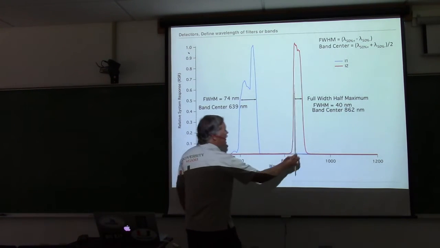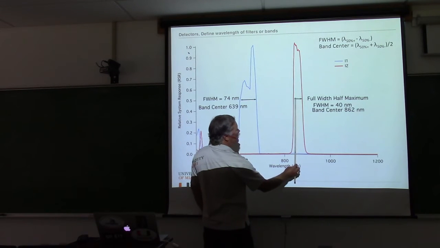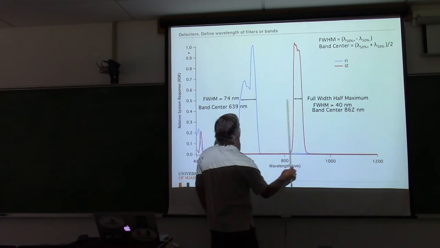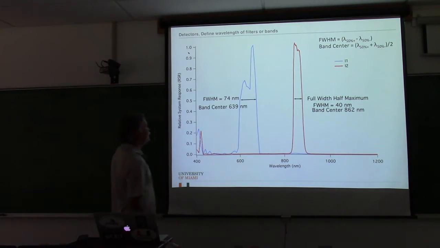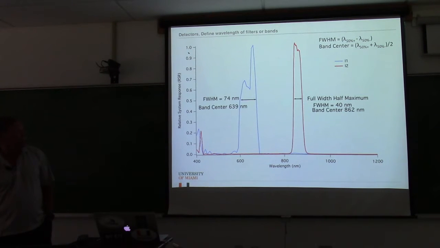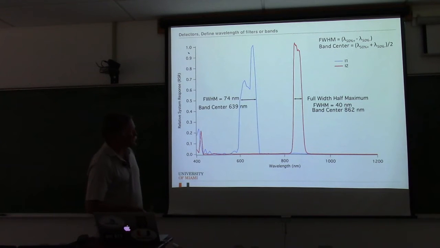It's not that important, but anyway. So this has a full width at half maximum that's pretty wide, about 40 nanometers. This one's about 74 nanometers, and you see how that's defined. So that's how we define the width in the center of the bands.